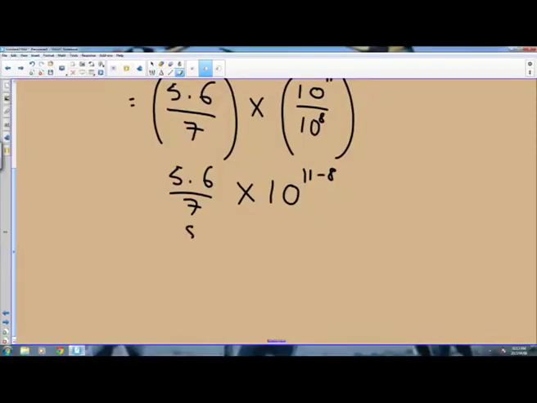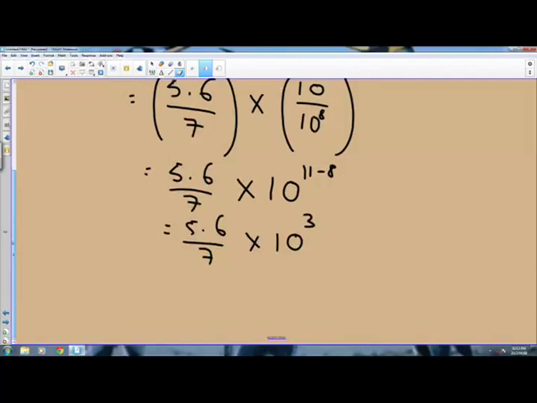And then this is 5.6 divided by 7 times 10 to the power 11 minus 8, which is 3. And then we need to work out what 5.6 divided by 7 is. This is 0.8. So 5.6 divided by 7 is 0.8 times 10 to the power 3.